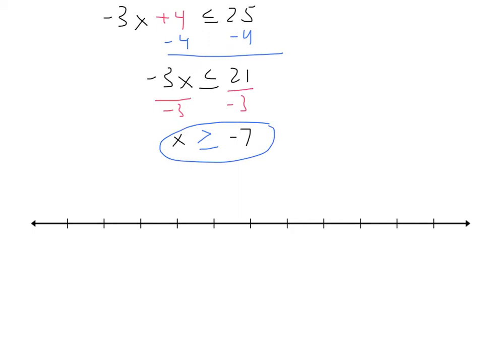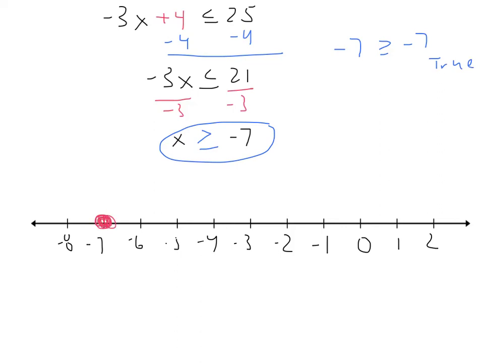And let's do the graph of all the solutions to that. All right, our boundary value of negative 7 is a solution, right? Because negative 7 is greater than or equal to negative 7. That is true. Right, so negative 7 is a solution. I'm going to use a closed circle. Okay, and where are the solutions? Well, those would be numbers, in this case, to the right. These numbers, for example, like negative 4 here. Negative 4 is greater than or equal to negative 7. That is true. Right, so our solutions should be all the numbers to the right.